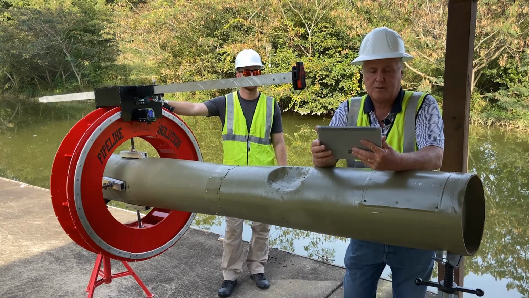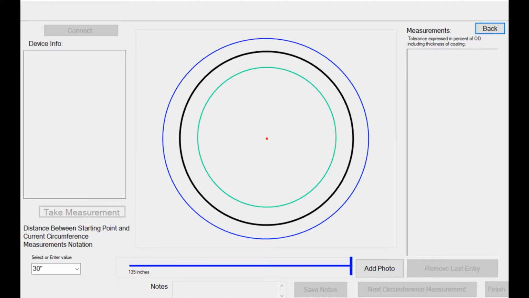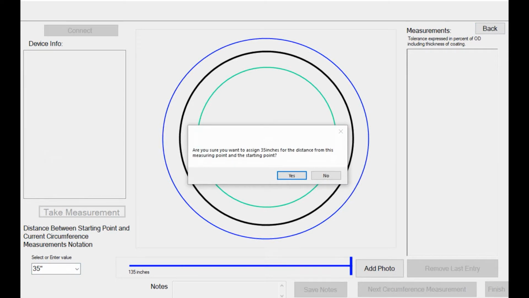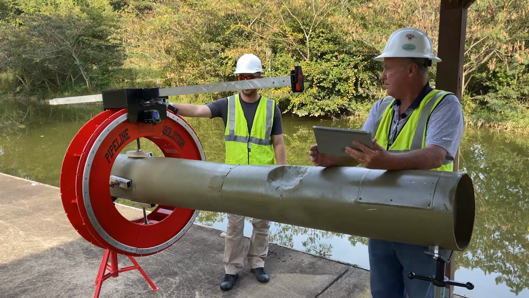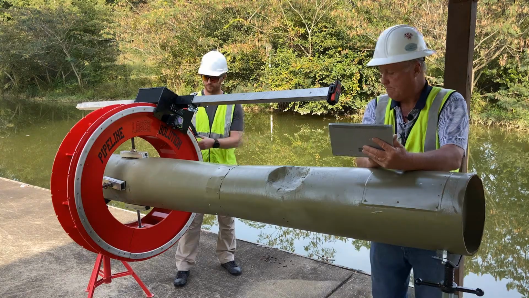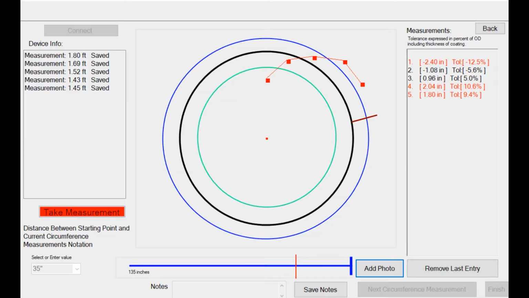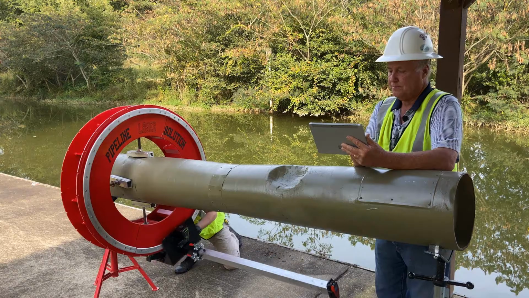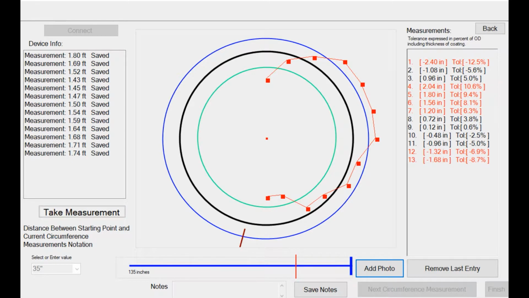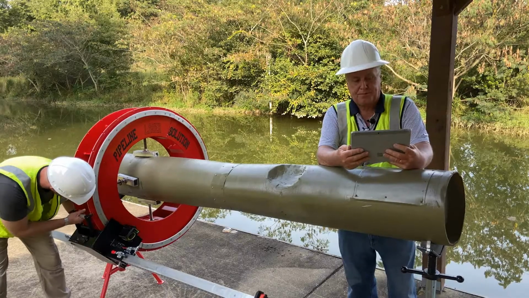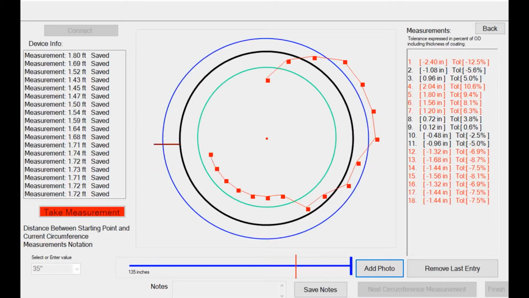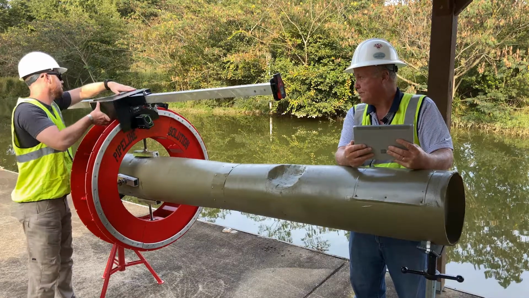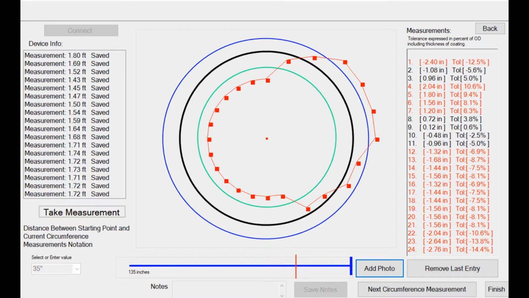Okay, now we're going to take our final measurement. We're getting over to the edge, the far edge of the anomaly. So I'm going to go ahead and put that in and push yes. And we're ready to start taking measurements. Are you ready, Keith? Okay, that finishes up this circumference.